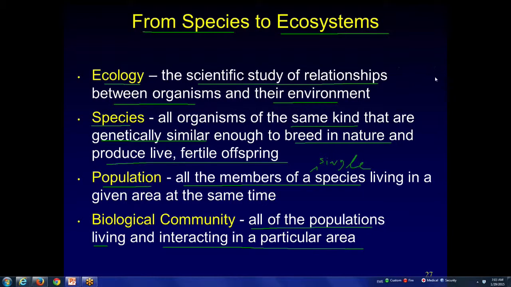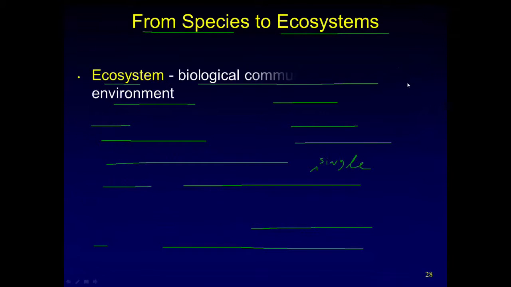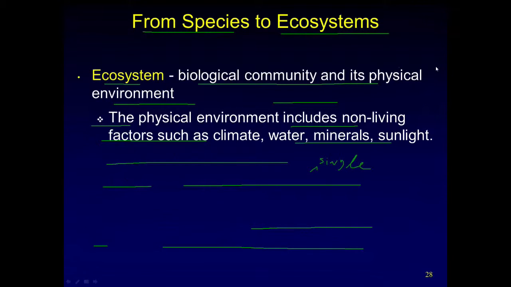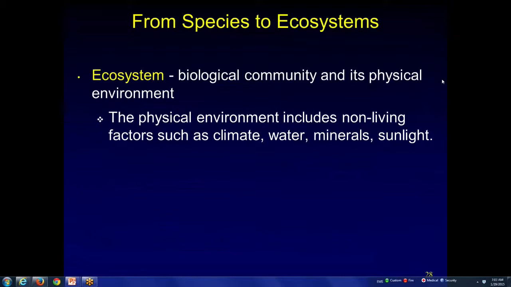So, can we go above community? Yes, we can go even beyond that. So we are going to do that. Let's go on to the next level in the hierarchy of life. So the next level is the ecosystem. So this is the biological community. So this would be the populations in the area plus the physical environment. So the ecosystem even includes the non-living component of the environment we live in.